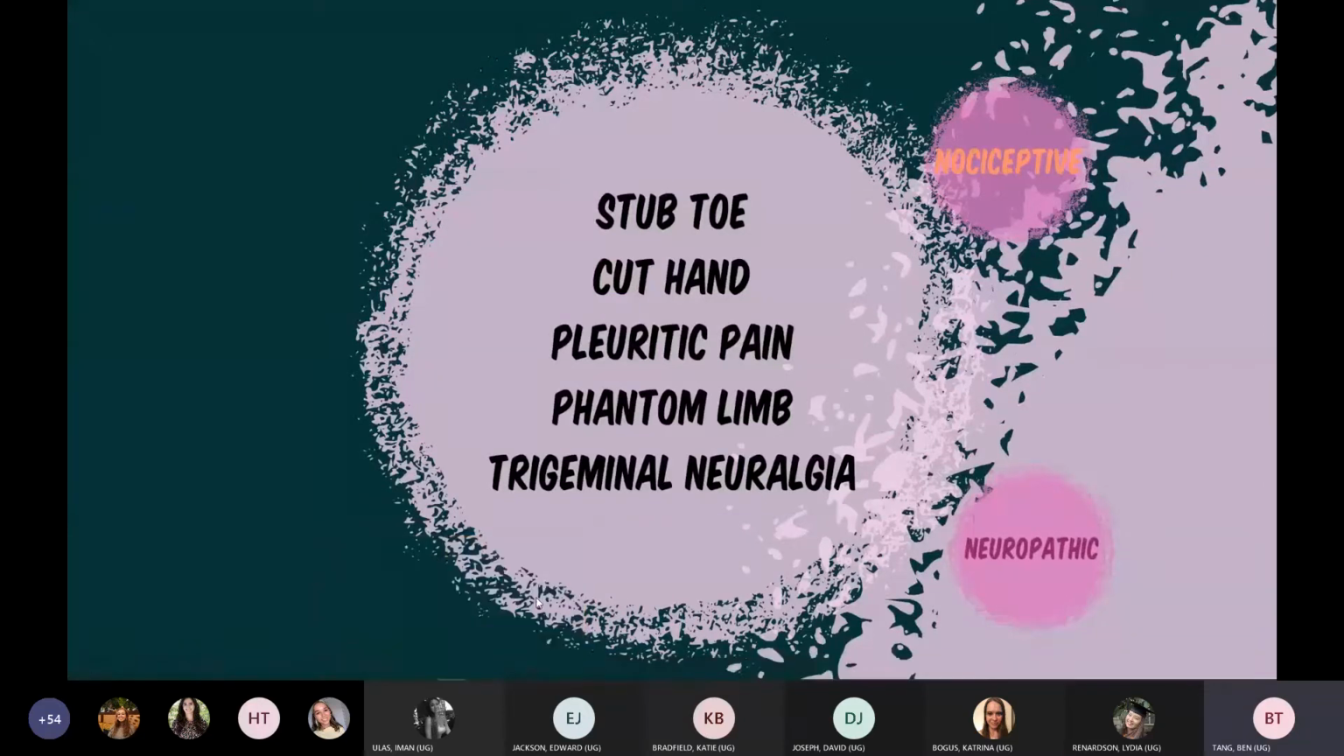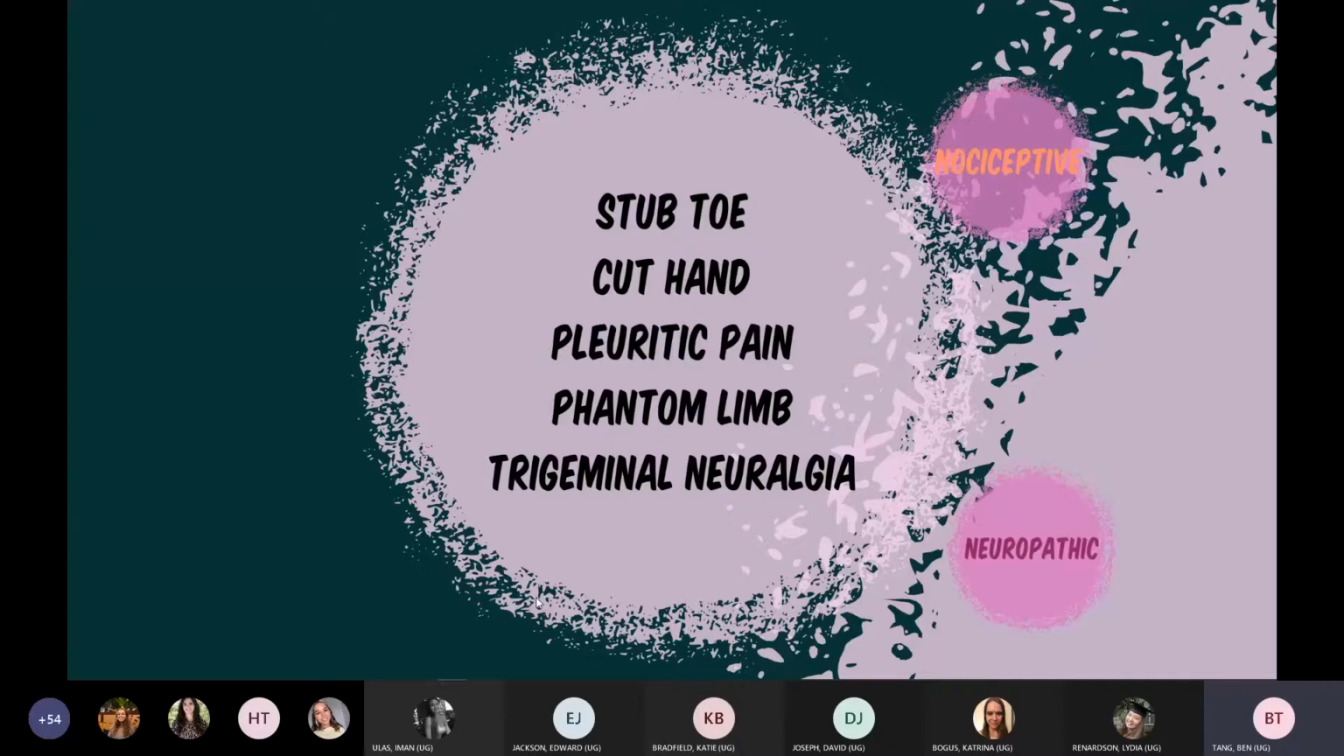Okay. How about a phantom limb? Is that nociceptive or neuropathic? Very nice. Perfect. Right. So phantom limb. And I'm sure you guys will give a pretty good guess that trigeminal neuralgia is also neuropathic. And that's issues with the neuron.